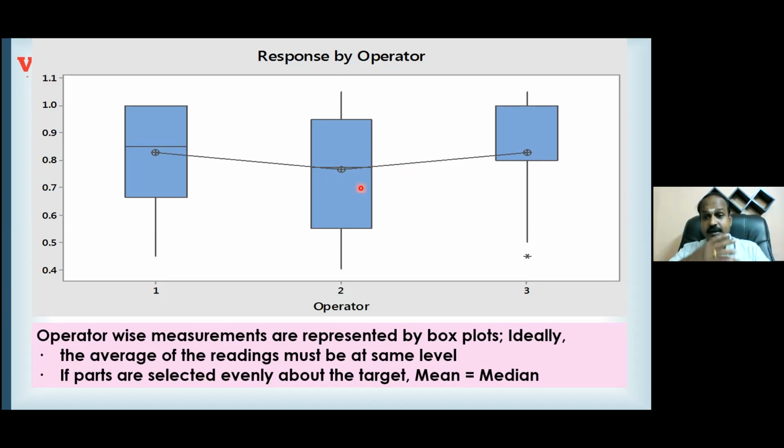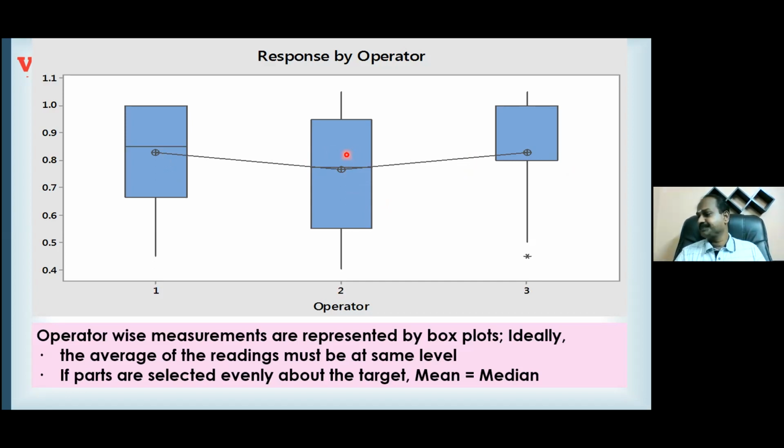If you have not taken care of that part distribution during the part selection, then you will not be able to make out that statement. But talking about the reproducibility, only looking at the box plot, what I understand is operator 2 is measuring slightly differently than 1 and 3, and that is why my reproducibility is going up. So it looks operator 2 is contributing more to the reproducibility.